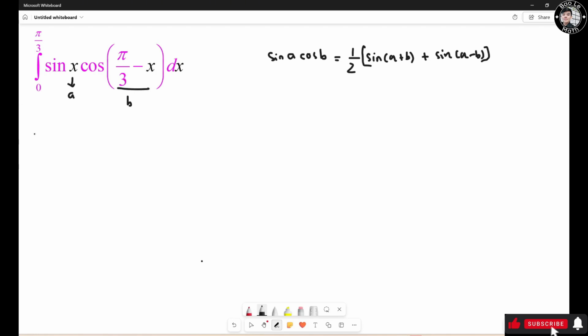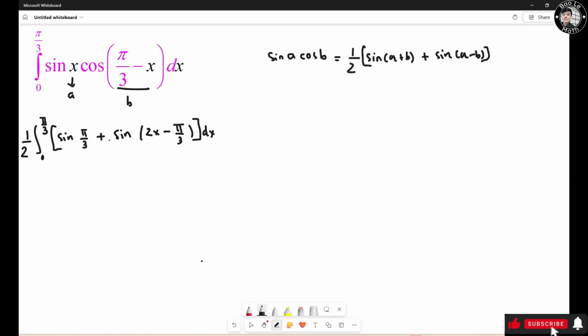So this turns out to be the integral from 0 to pi over 3. 1/2 I'm going to put in the front. It's going to be sine of A plus B, which means s plus this, so it turns out to be pi over 3, plus sine of A minus B. So this minus this is going to be 2s minus pi over 3, ds.